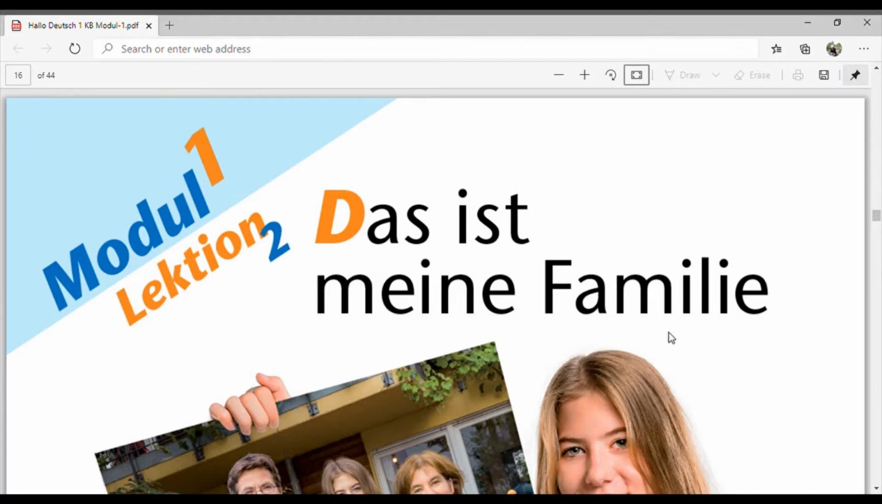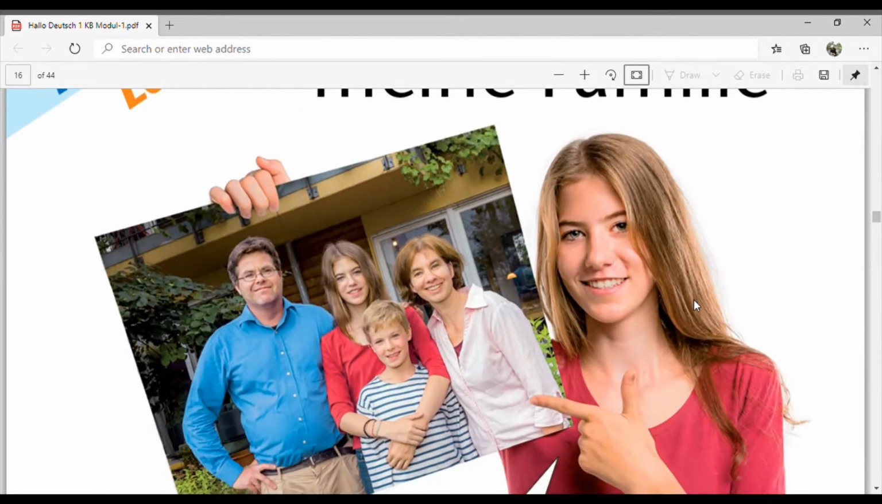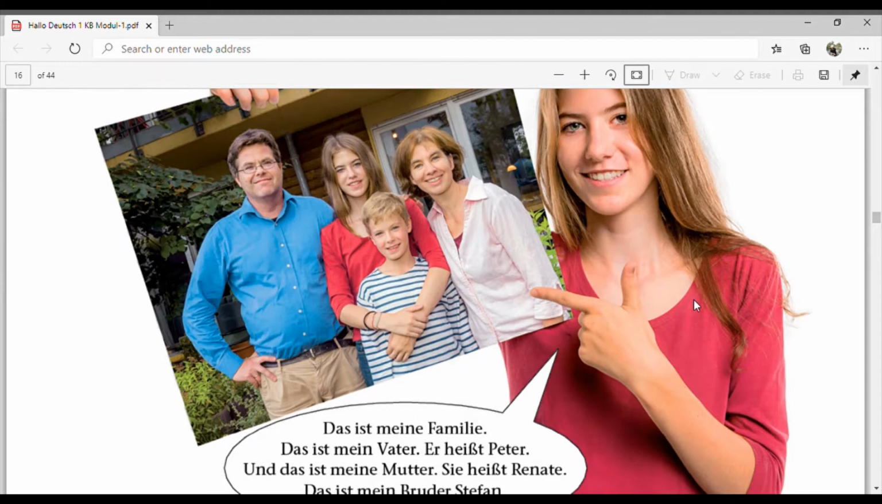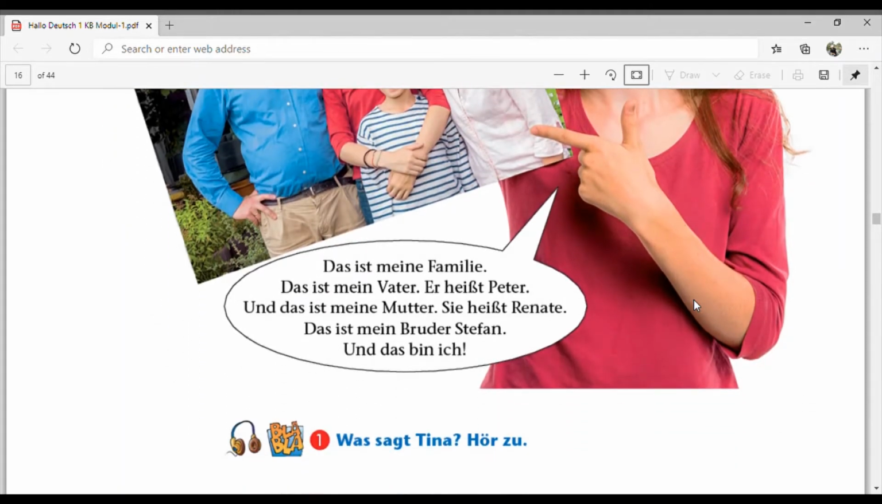So, today we are going to discuss this chapter. Module 1, Lesson 2. Das ist meine Familie. This is my family. And then this lesson starts with a text. And was sagt Tina hierzu? That means bitte hören, please listen. So, it's a listening text. We are going to listen to this one.